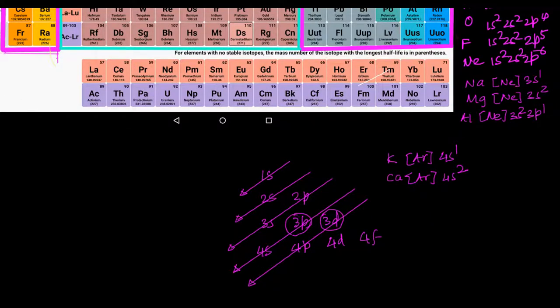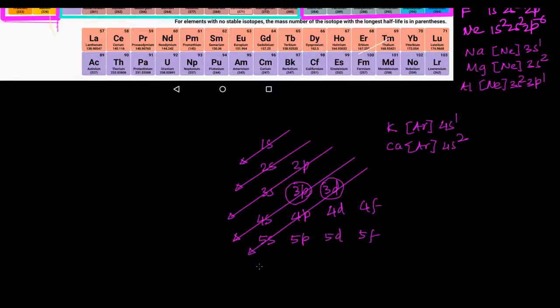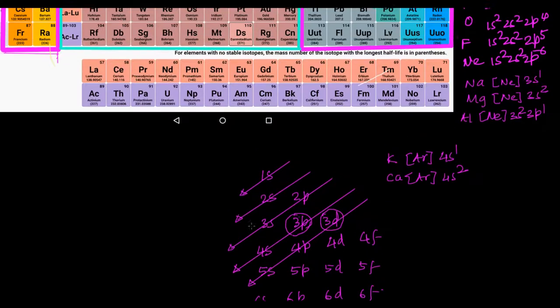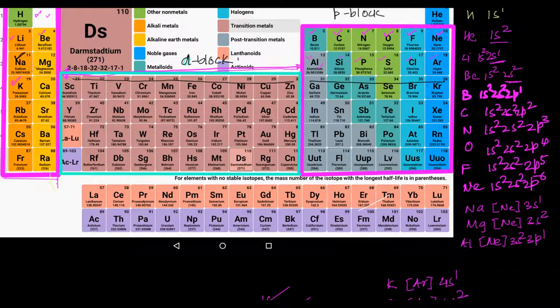5s. After 4p you have 5s, 5p, 5d, 5f, right? And then it is 6s, 6p, 6d, 6f, right? So after we have filled up 3d, we have filled up 4p, we have come to 5s. 5s starts from rubidium, right? So 5s starts from rubidium here.